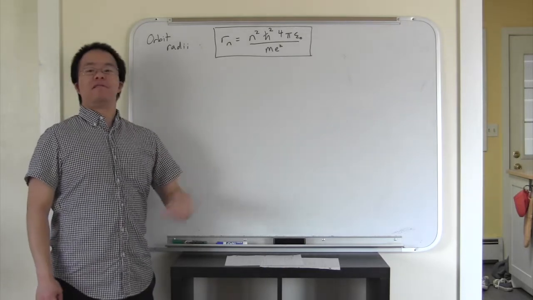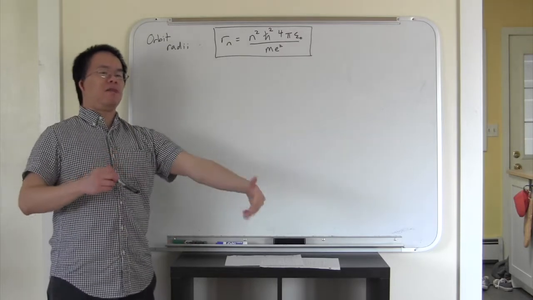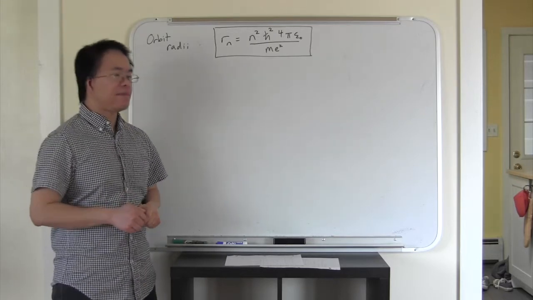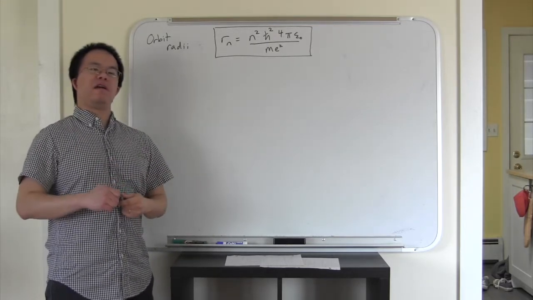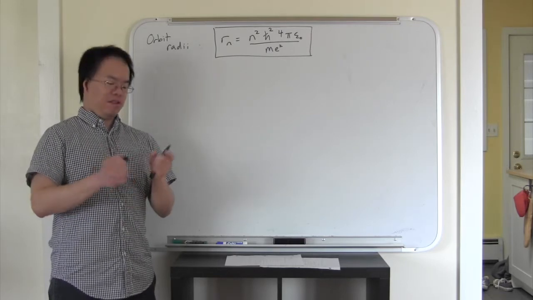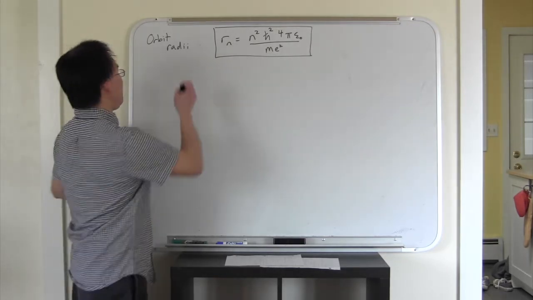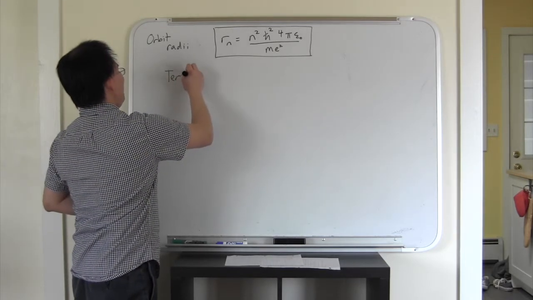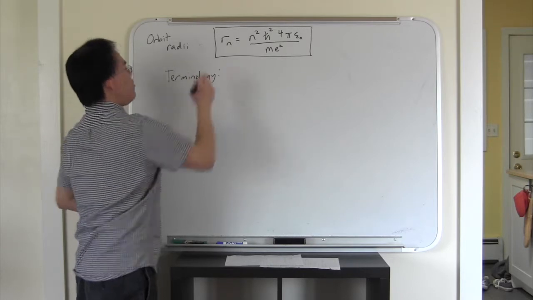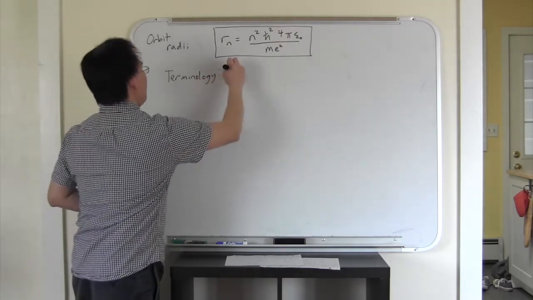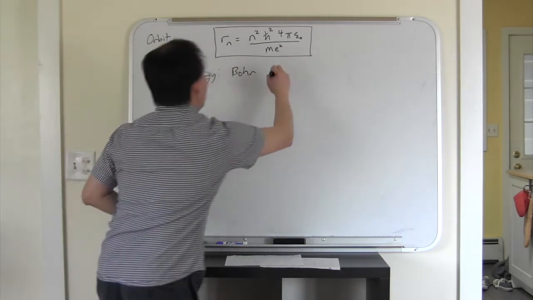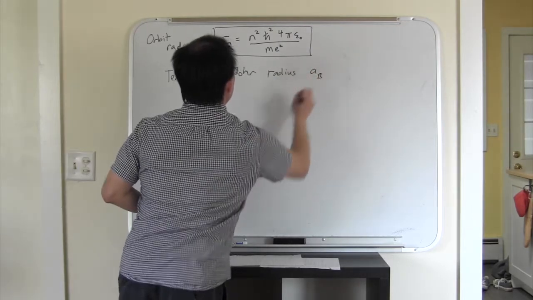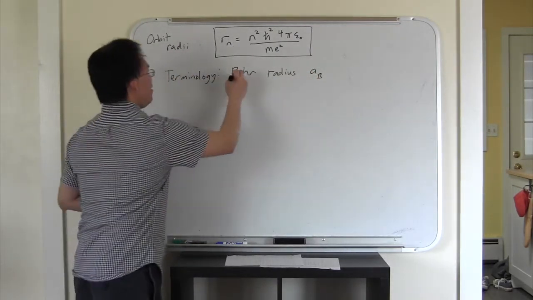So notice that as n increases, the higher n orbits are further out, as we might intuitively expect. There's one piece of terminology that I want to define, because it's something you'll see in atomic physics, and that's namely the Bohr radius. We'll use a sub b for Bohr radius.